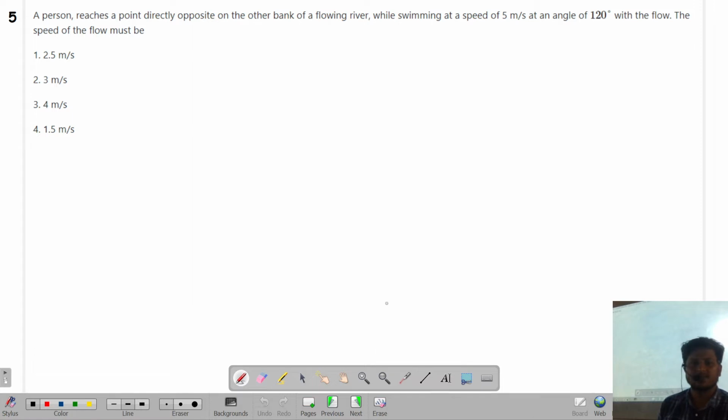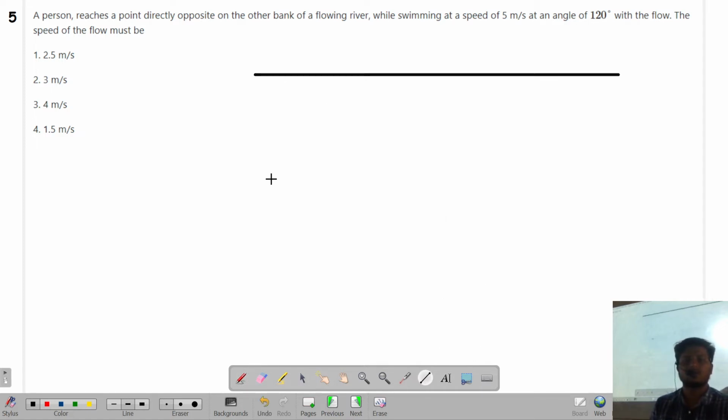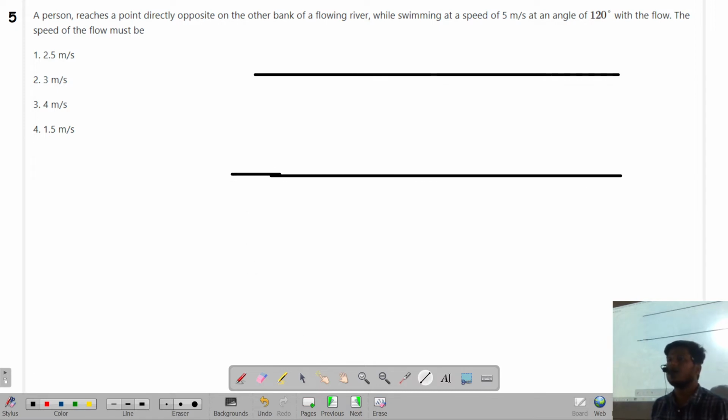Solve this question. What is it saying? A person reaches a point directly opposite on the bank of a flowing river while swimming at a speed of 5 meters per second at an angle of 120 degrees with the flow. The speed of the flow must be... how 2.5? How 2.5?